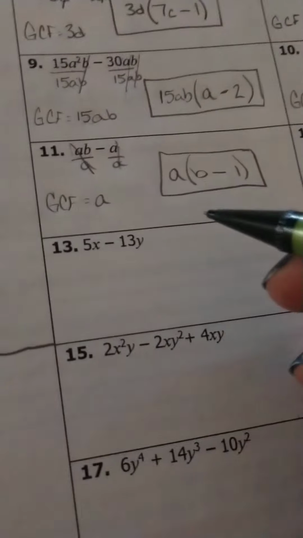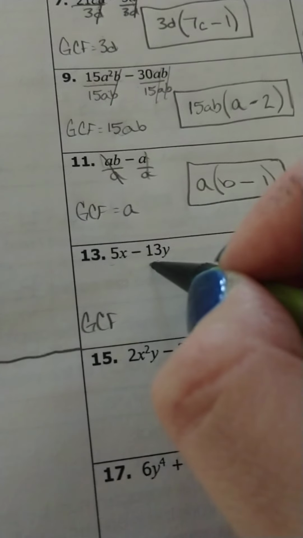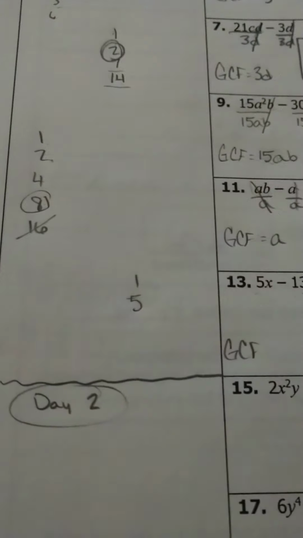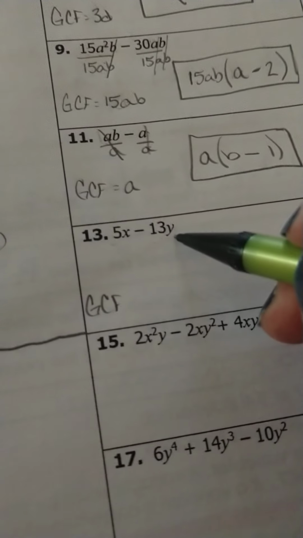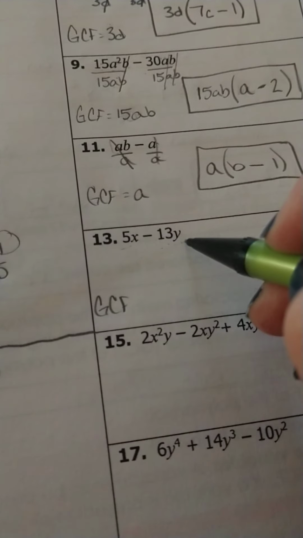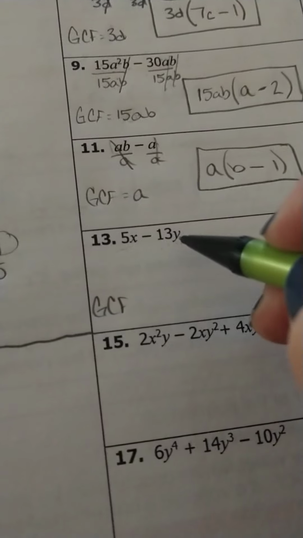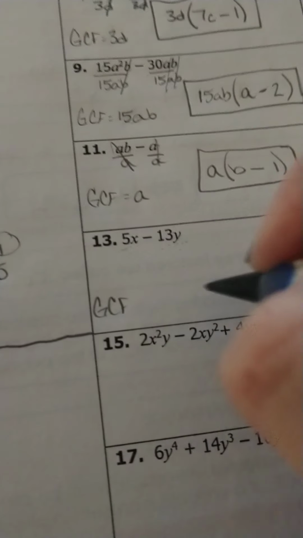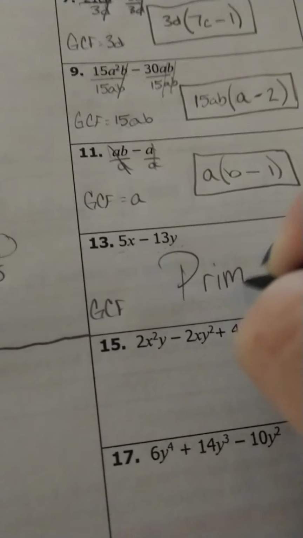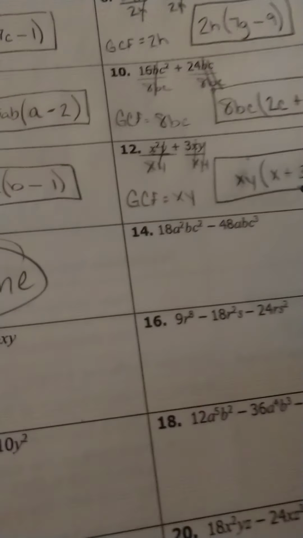Number 13. 13 special. Look at that. You've got a 5 and a 13. Does 5 go into 13 evenly? Well, no, and the only factors of 5 are 1 and 5. Does 1 go into 13? It does, but it doesn't change the number, and you've got an x here and a y here. So these two terms have nothing in common, and if they have nothing in common and you can't do anything with it, it is prime. We like those, kind of.